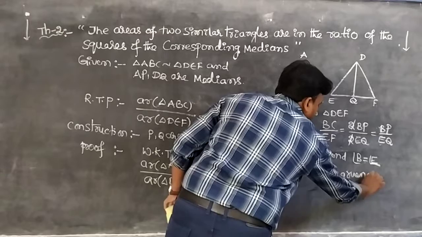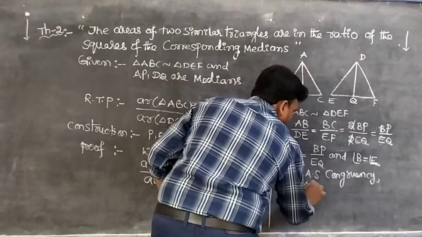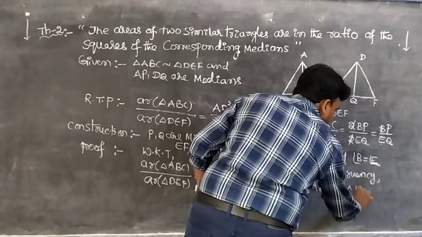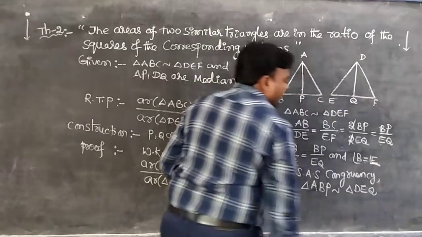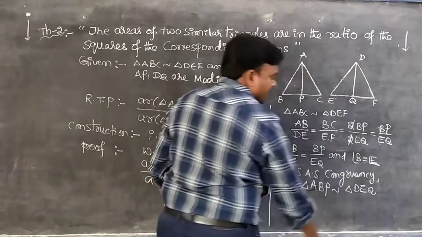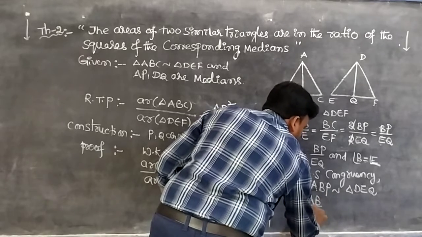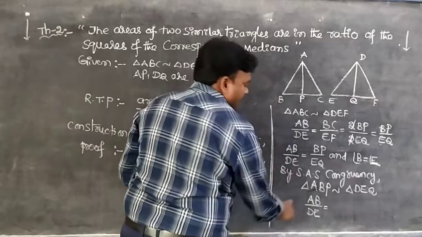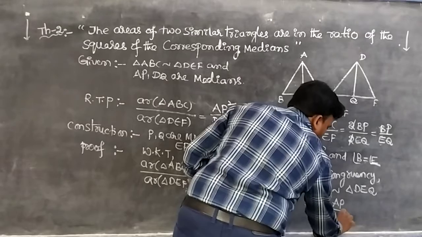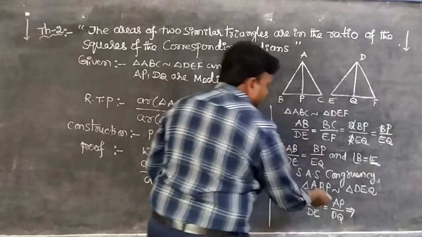SAS congruency. Then triangle ABM is similar to triangle DEQ. Both triangles are similar, which means their ratios are also equal. That implies AB by DE equals AM by DQ. Here we have taken directly their square also.